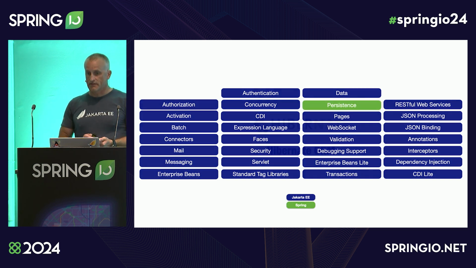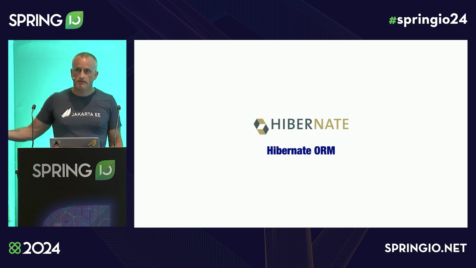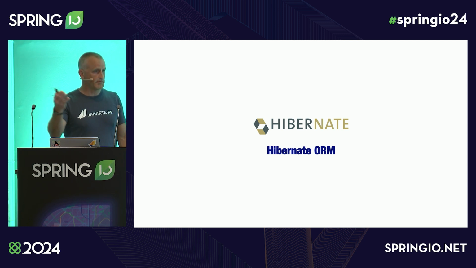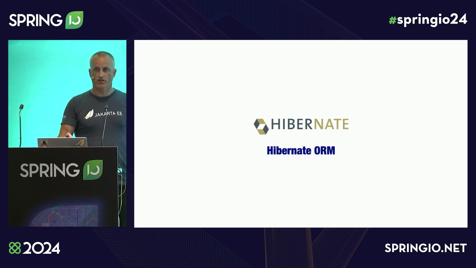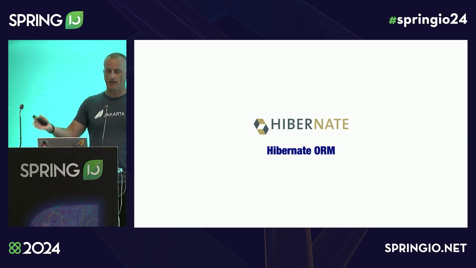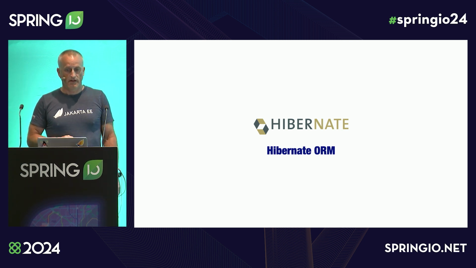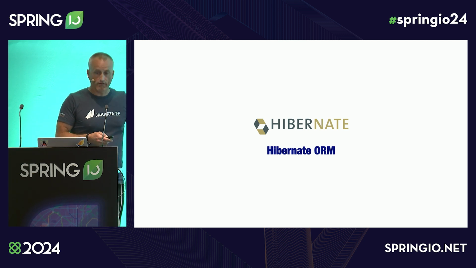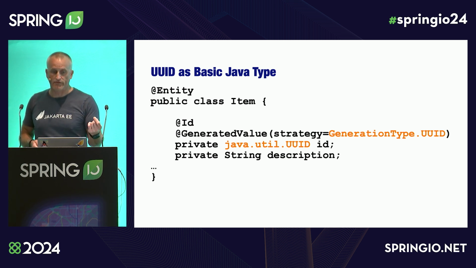So persistence is another one. Anybody using Hibernate? Yeah. So Hibernate is an implementation of Jakarta Persistence. And I think Hibernate 6 is implementing Jakarta EE 10. Hibernate 7 implements Jakarta EE 11. And Hibernate 7 is already on its way out. So when you see Hibernate 7 in your log files, then you're getting Jakarta EE 11 versions of it.